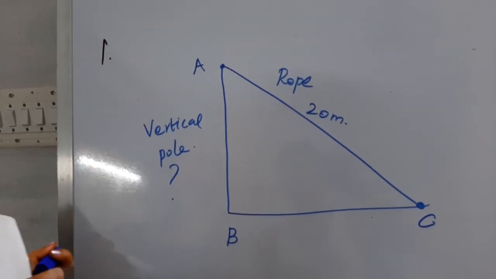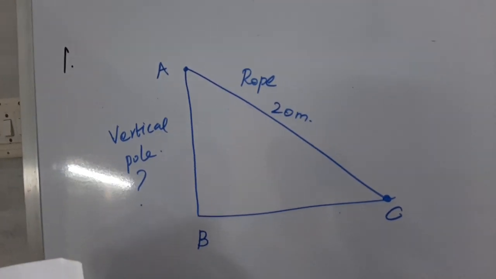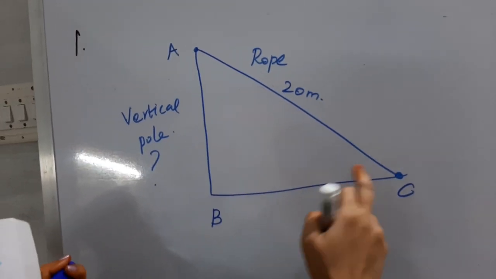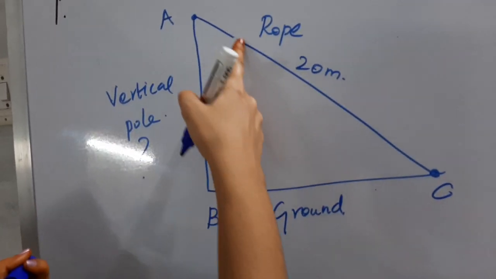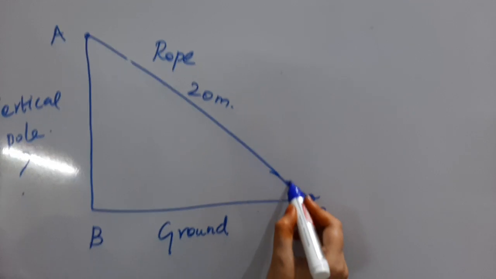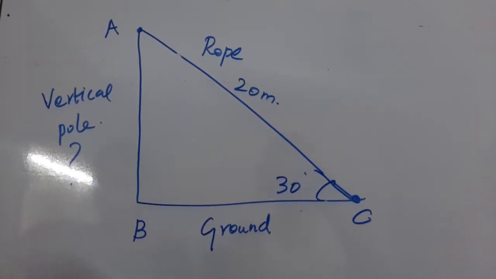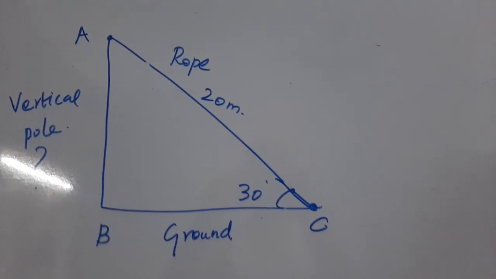We did not know the height of this vertical pole and we need to find this. It is given that the angle made by the rope with the ground level, this is your ground, is 30 degrees. Now we need to find out the height of the vertical pole.